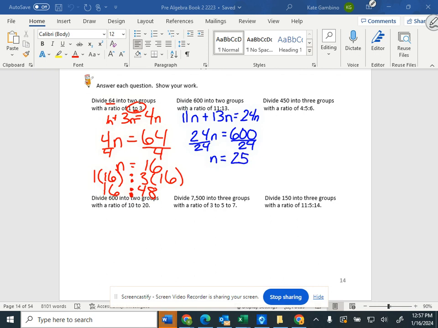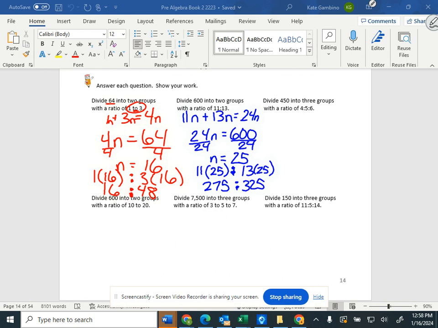So James, if you want to sit on this side so you can see better, you can. And then you do 11 times 25, and you get 275. And you do 13 times 25, and you get 325. Good. So my new ratio would be 275 to 325.